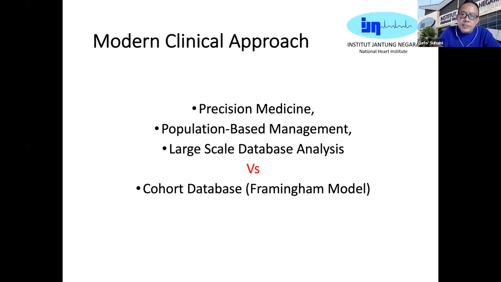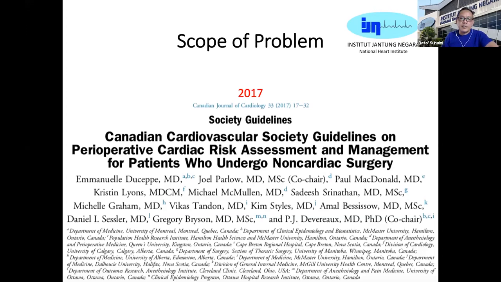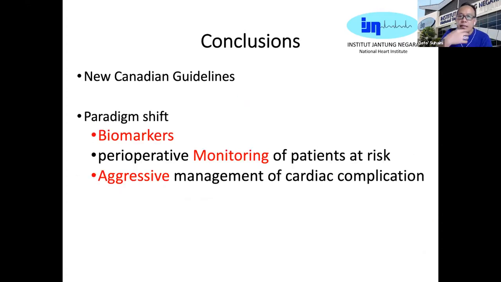How do we approach this then? Instead of basing our clinical decision making on the conservative cohort database, such as the Framingham model, we should then tailor our clinical decision on how to provide precision medicine. The evidence should be collected based on the population-based management using the large-scale database analysis. And this is what is being done by the group of clinicians that has issued a statement on the guideline from the Canadian Cardiovascular Society in 2017. In this new guideline, there is a huge paradigm shift where there is a lot of emphasis on the biomarkers, emphasis on the perioperative monitoring of patient at risk, and aggressive management of cardiac complication.